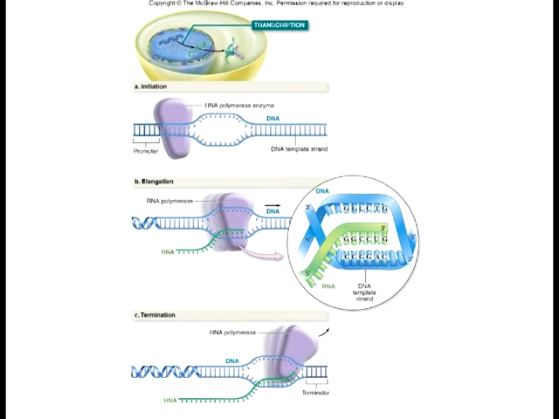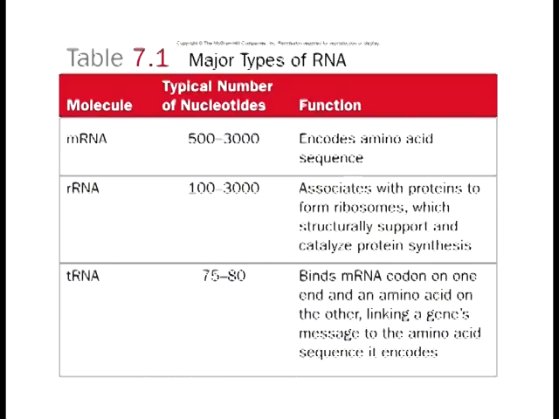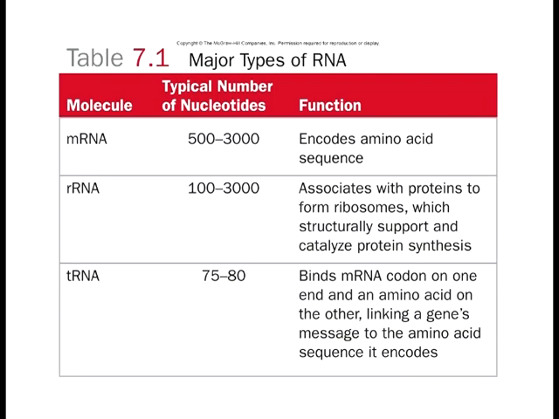Now, there are multiple types of RNA, and we're only going to talk about three of them. These are the three critical RNAs that are found to be necessary to make a protein. All right? Of these three RNAs, they each vary in their responsibility and their function in the process of making a protein. So you're going to have to know what each of those functions are.